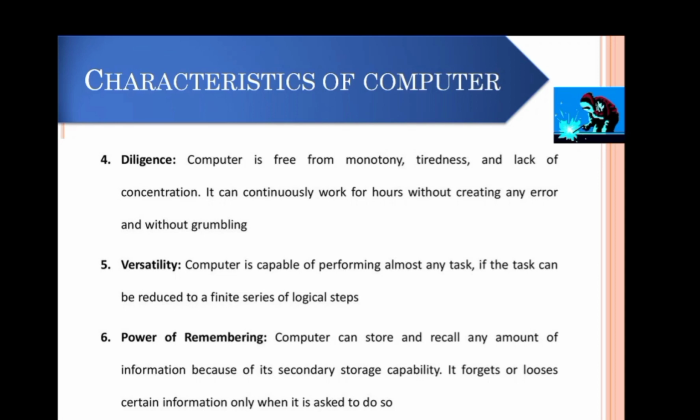The next characteristic of the computer is the power of remembering. A computer can store and recall any amount of information because of its secondary storage capability. It forgets or loses certain information only when it is asked to do so. Means the remembering power of the computer is very high just because of its secondary storage capability. If we want to store any data permanently for future use, then we store that data in a secondary storage unit like the hard disk or pen drive. It forgets that data only when the user deletes that data permanently.